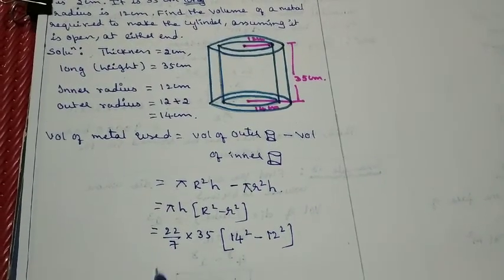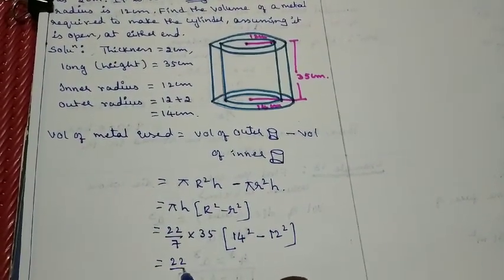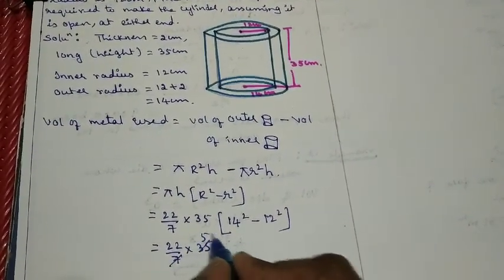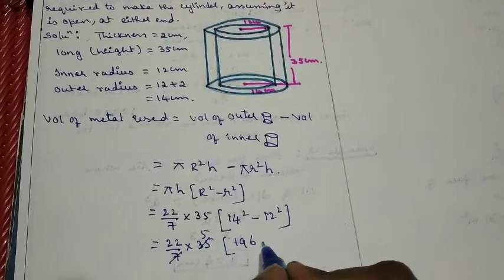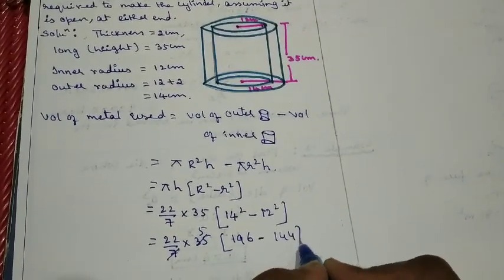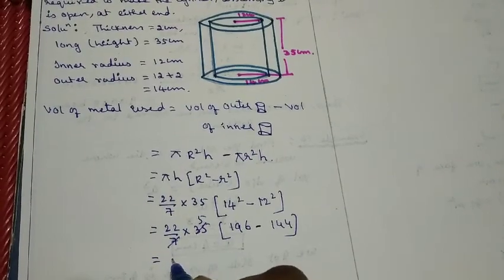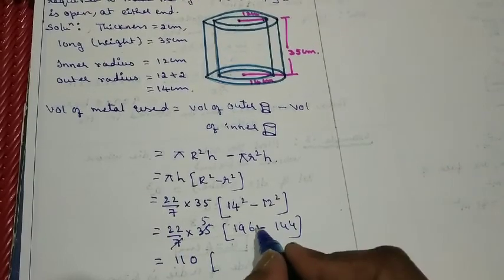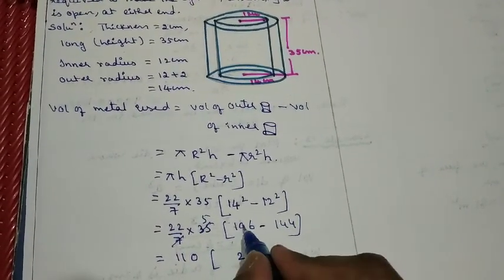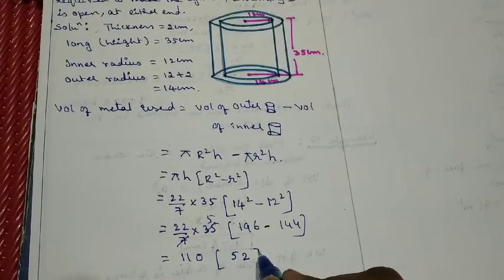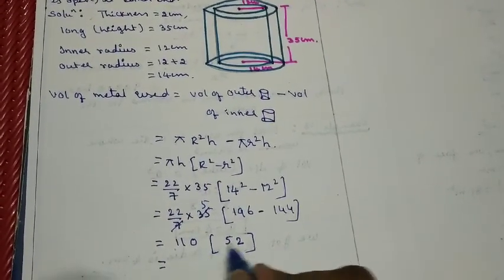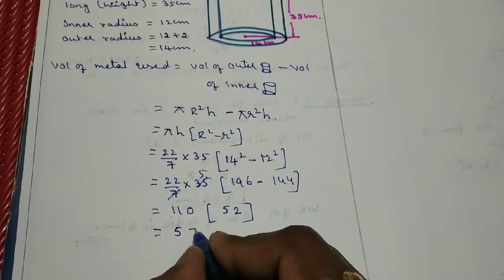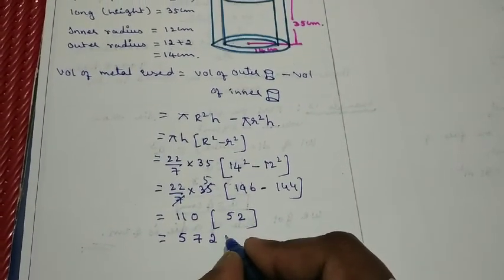So we are aware of the squares of numbers till 20. So I'll substitute as it is, children, here. 7 ones are 7, 7 5s are 35. 14 square is 196, minus 12 square is 144. 22 into 5 is 110, into 196 minus 144. 6 minus 4 is 2, 9 minus 4 is 5. So 52. So multiply 52 into 11, so it is 572 and this 0 as it is.